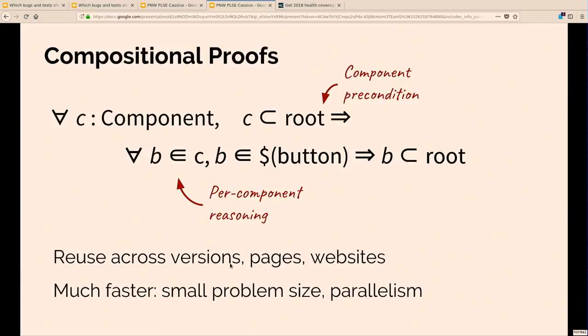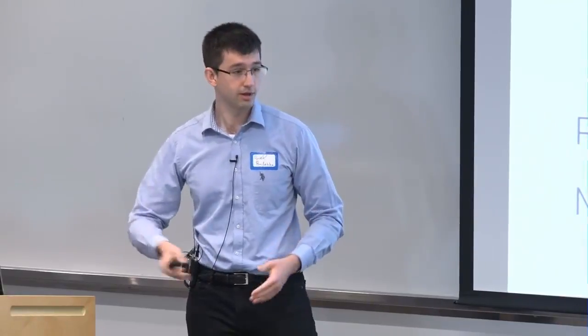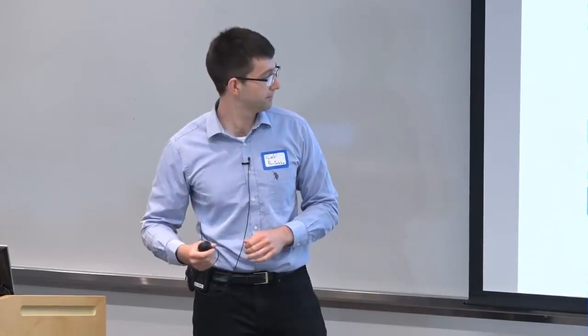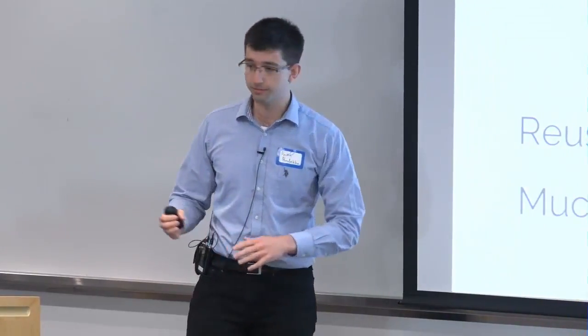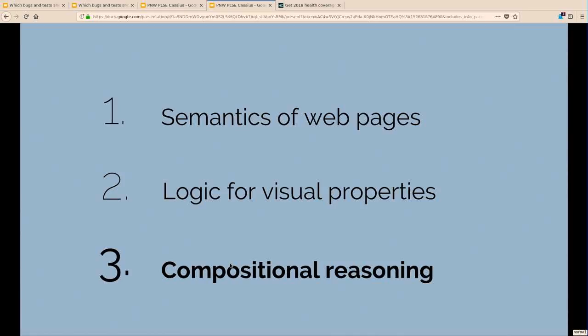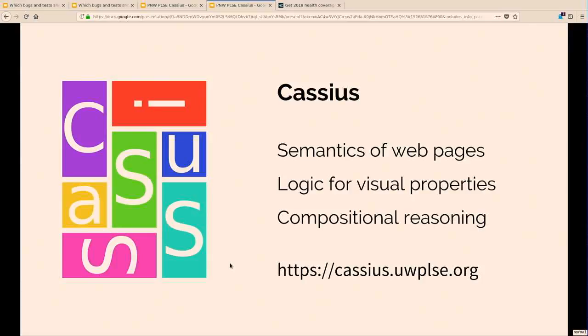It allows you to reuse reasoning because each component can appear on multiple versions of a web page, can appear on multiple pages on a website, or even in some cases across websites where you're reusing libraries like the Twitter Bootstrap. And it's also much faster because you're verifying much smaller components of web pages, and you're gaining significantly because you can reason about each of these components in parallel. So that's the 3 challenges we had to meet, and our tool Casuius meets all 3 of those. Please check us out, and I'm happy to take questions.